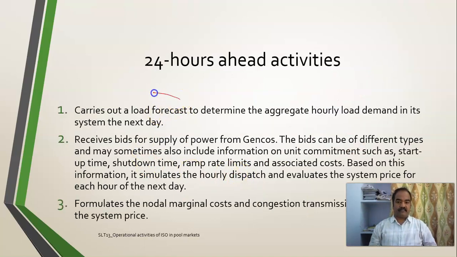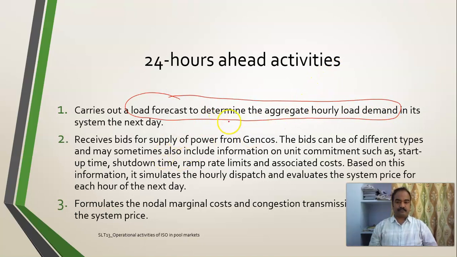The first thing is he carries out a load forecast to determine the aggregate hourly load demand. Once he identifies the demand, he receives bids from the GENCOs. These bids contain lots of information, right? The information varies from pricing, volume, ramp rates, shutdown times, turn-on times, etc. All this information will be passed on by the GENCOs to the independent system operator so that he can properly schedule the unit commitments.